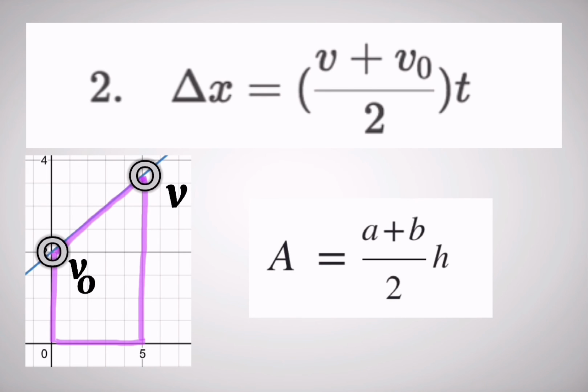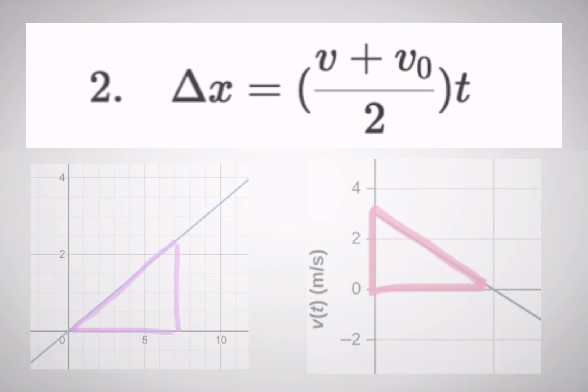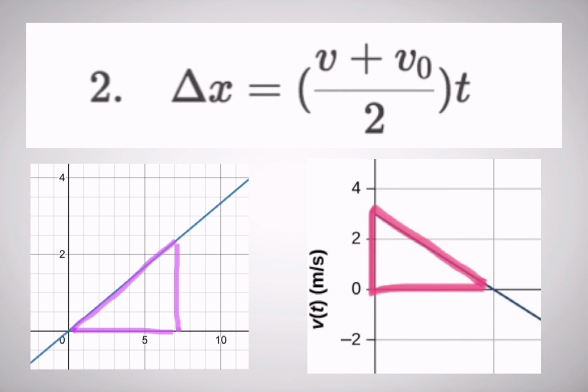The equation for the area of a trapezoid is the average of the two bases multiplied by the height. Initial and final velocity are equivalent to the lengths of the two bases, and time is equal to the height. If either v or v0 is equal to 0, the area is now a triangle, and with only one base, the equation solves for the area of a triangle.